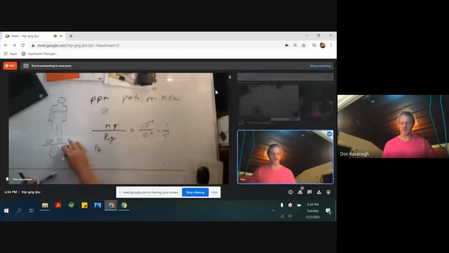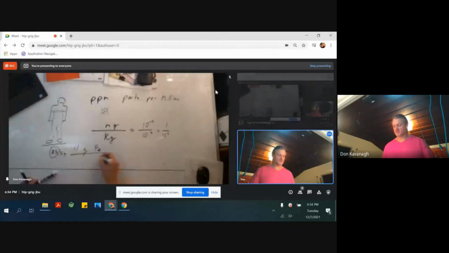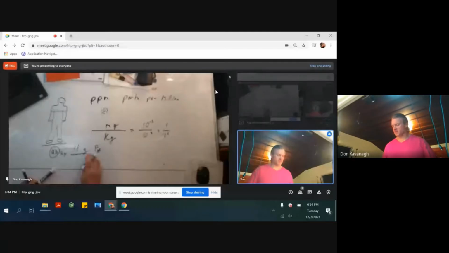This person happens to weigh, this is supposed to be a scale here, not a clock. This person weighs 85 kilograms. So we will figure out the parts per million of this person by taking the milligrams divided by the mass of the body. I kind of missed a step here.